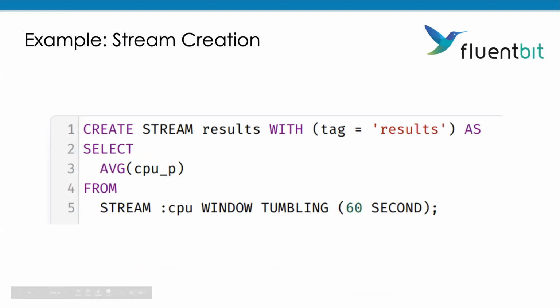A simple example. You can write a stream processing rule like this, or task, we say. Create a stream with the name of results, wait, the tag is results, similar to the tag that you define for the input plugins. You can tag your stream, and now you have your select statement. Select average of CPU from CPU stream, that is actually your input CPU plugin, with a tumbling window of size 60 seconds. Simple. So you wrote a fully functioning computation of taking an average of a specific field of a record using just one line of SQL statement.